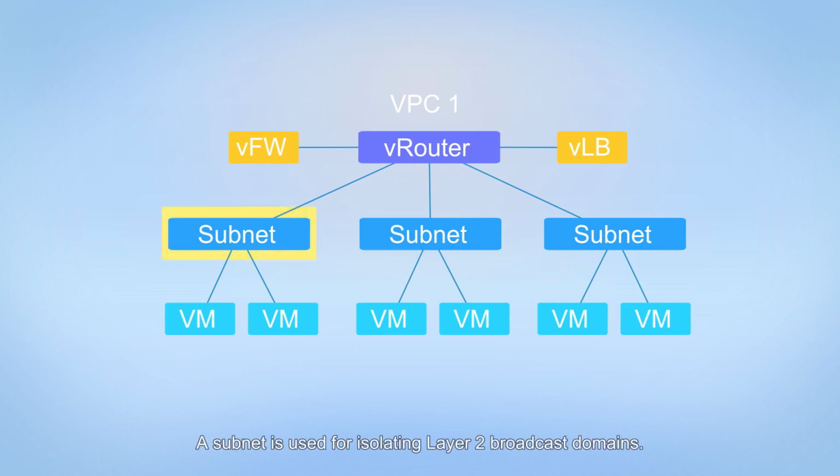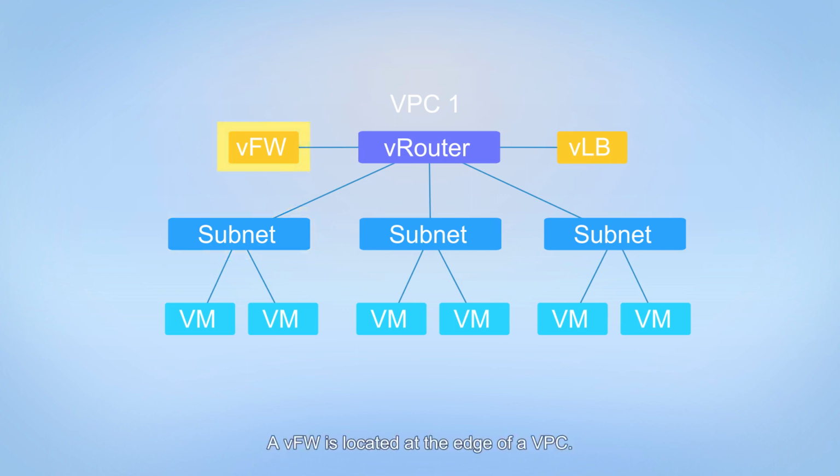A subnet is used for isolating layer 2 broadcast domains. Each subnet corresponds to one network segment. Layer 3 gateways in subnets of one VPC are deployed on the same vRouter. Devices in a subnet or different subnets can communicate with each other by default. Security groups can be configured for isolation.